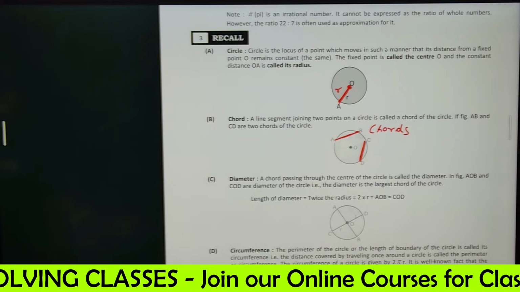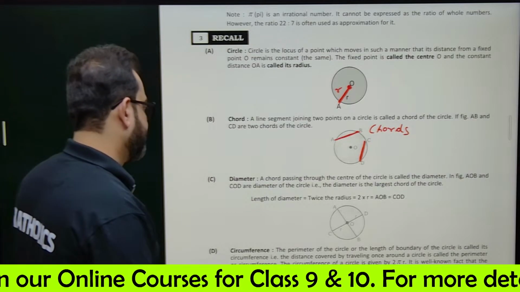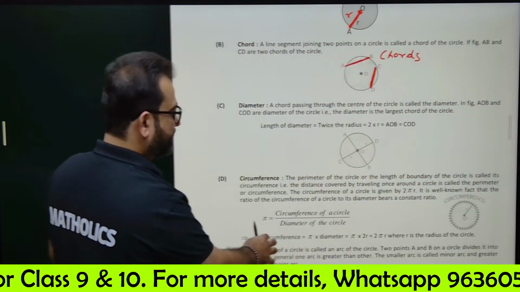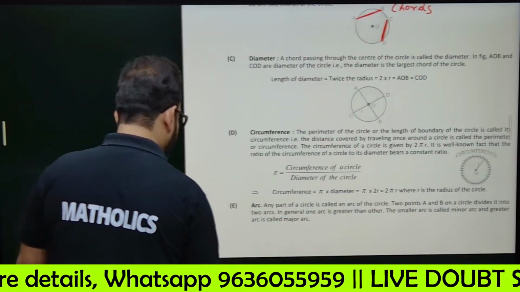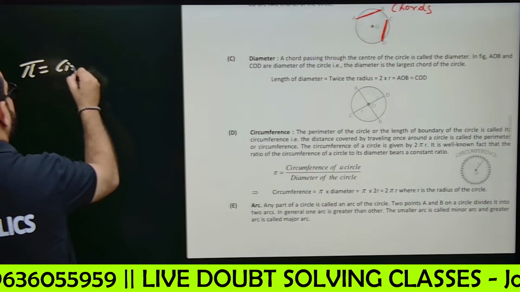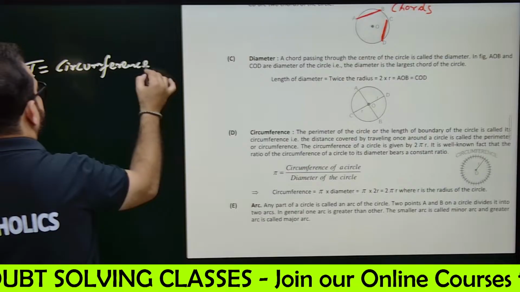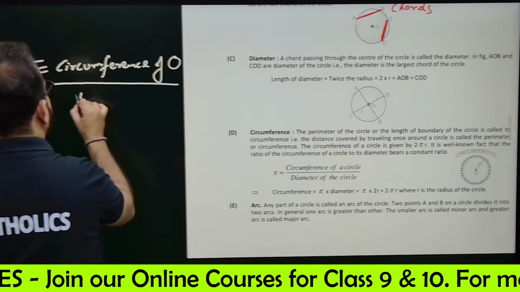Center and radius. Without radius, how is it possible to make a circle? Okay. Now you must be knowing what is diameter. Diameter is double of radius. Sorted. Now, important concept. What is pi? Write down, pi is actually equal to circumference of circle upon its diameter.